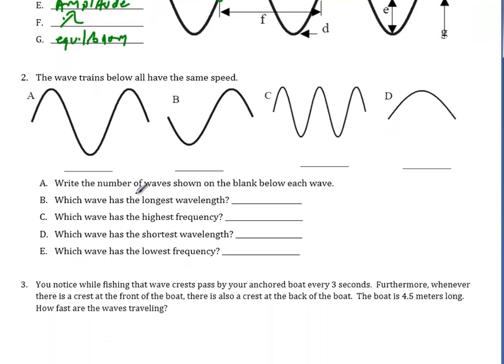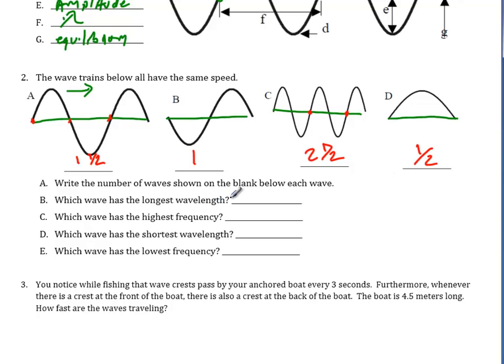Alright, the wave trains below all have the same speed, so imagine they all started here and they're moving to the right. It says write the number of waves shown on each one. I always have to cheat and put in this equilibrium line, and then I can count. But other than that, it's too hard for me. So there's my equilibrium line. So here's half a wave, one and a half, 1.5 waves. This is one full wave.